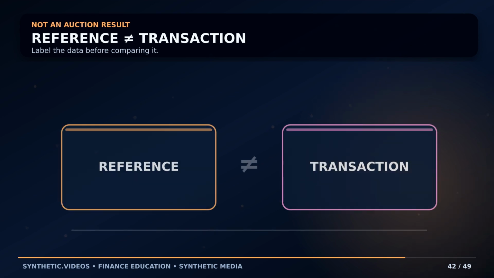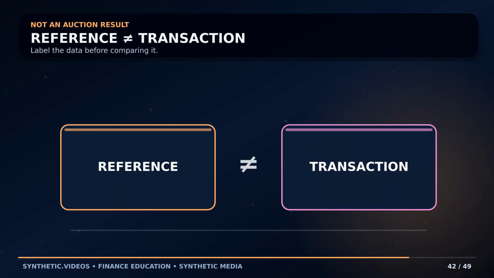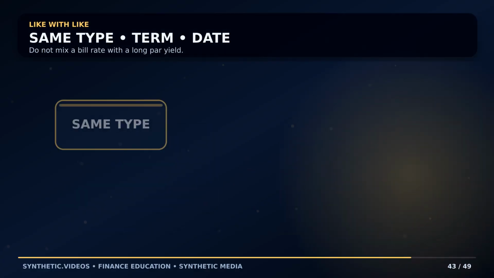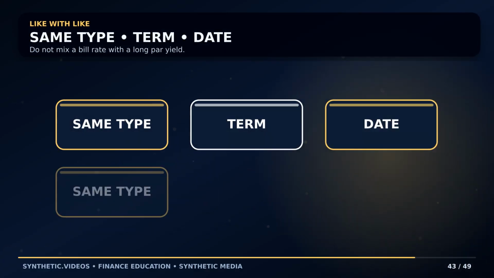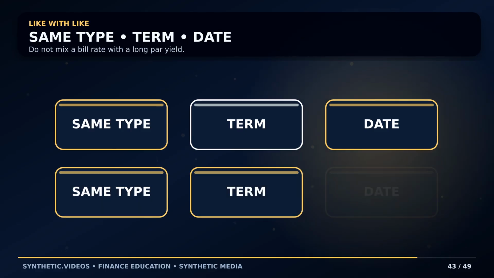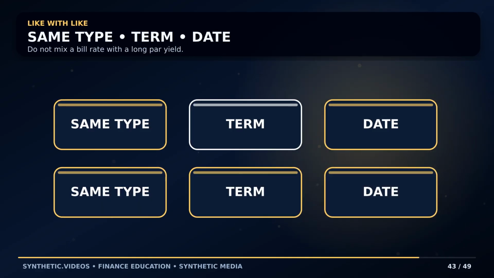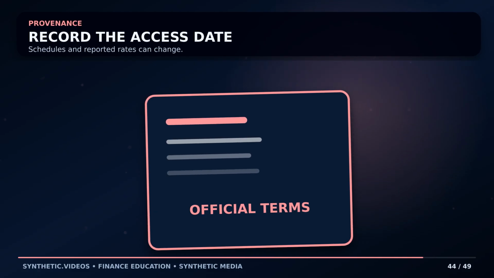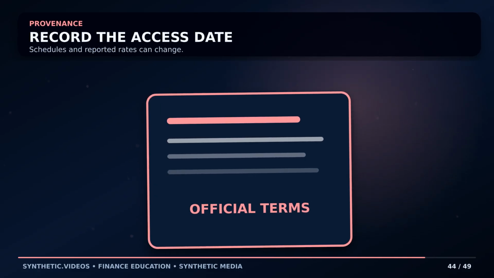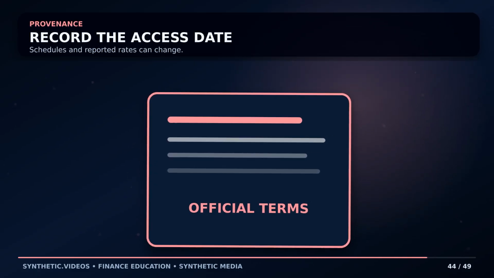Chapter 7. The 6-line auction check. Before repeating any Treasury headline, ask 6 questions. 1. What security type is this? 2. Is the number a discount rate, coupon, yield, margin, or price? 3. Which date does it describe? 4. Is it an auction result or a secondary market reference? 5. What cash flows and maturity apply? 6. Does the claim link to the current official source?